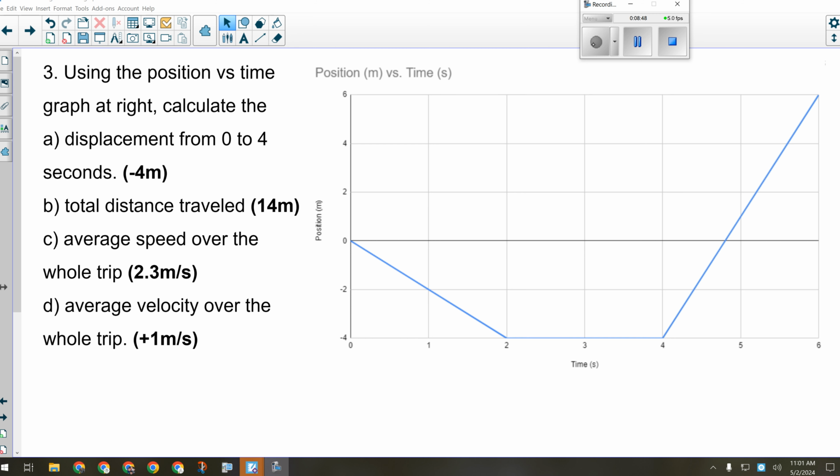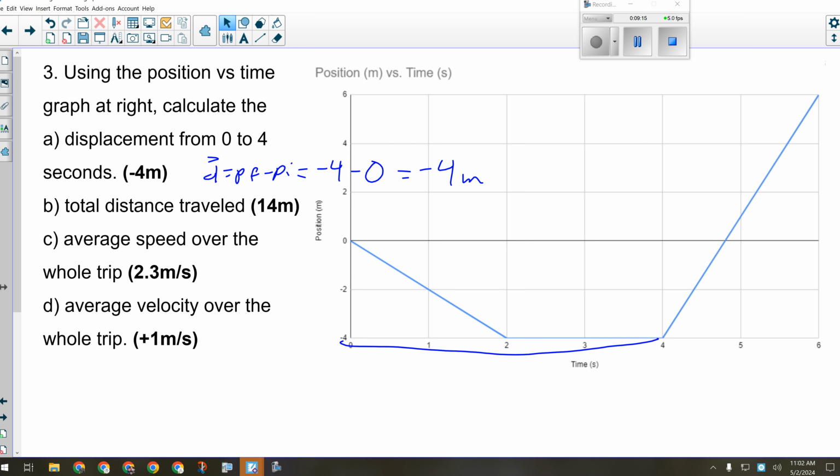Okay, so another position versus time graph. Okay, we want the displacement from 0 to 4 seconds. All right, well, we already know that displacement is final position minus initial position. Okay, so our final position is -4. Well, that was very straight. Okay, -4 meters. Okay, and we're subtracting the initial position, which was 0. So our total displacement during that time is -4 meters. Okay, that was pretty easy.